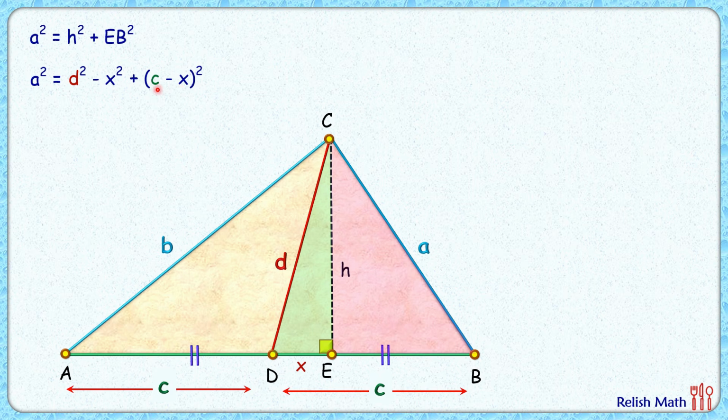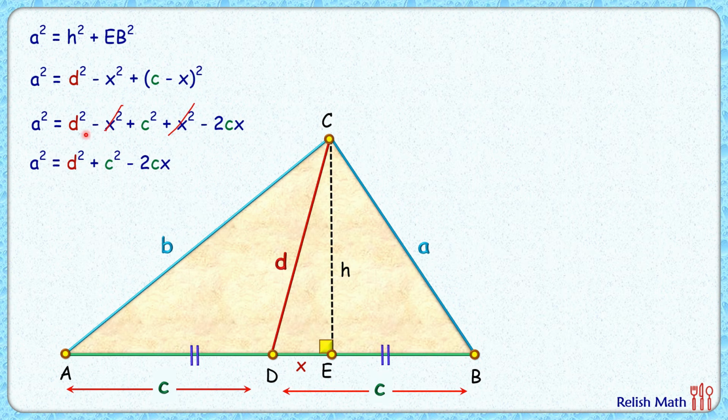Now opening this bracket, applying a minus b whole square identity, we'll get the equation in this form. Now the interesting part is this minus x square and plus x square will get cancelled, and our equation will be a square is equal to d square plus c square minus 2cx. Now this x we still have to get rid of.